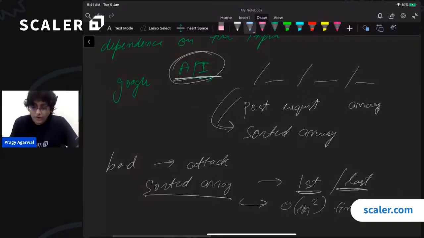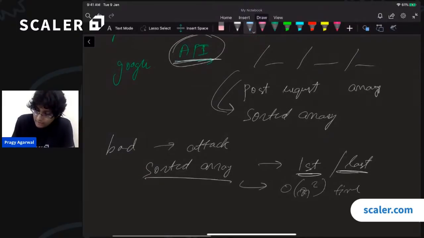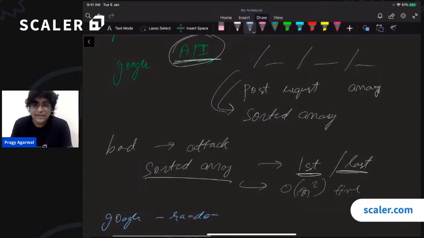On the other hand, if Google uses a random pivot, then I, as the attacker, have no way of forcing it to take n square time every time. It could still happen that I happen to give it an input which takes n square time, but I can't repeat it. Sometimes it will take n square time, most of the times it will take n log n time. So I can't attack Google servers now.